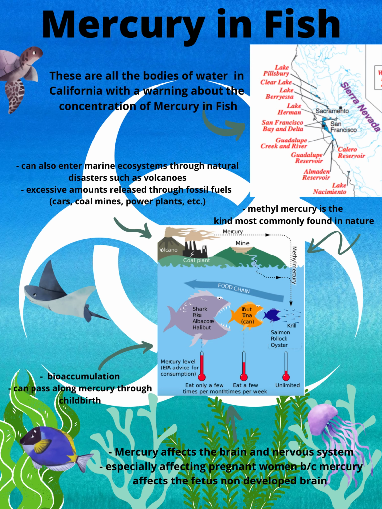societal issue. As you can see on the top right map, almost all bodies of water in California have some sort of warning about the concentration of mercury in fish. As you can see, this issue is very prevalent in our day-to-day lives.